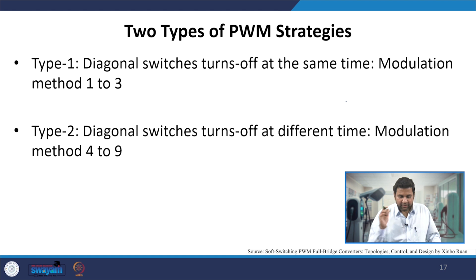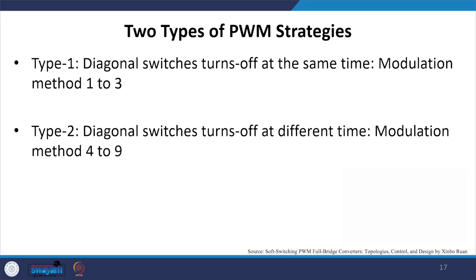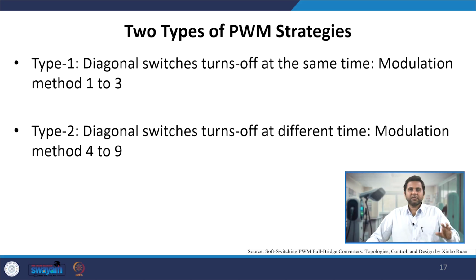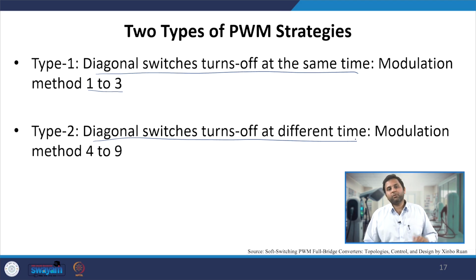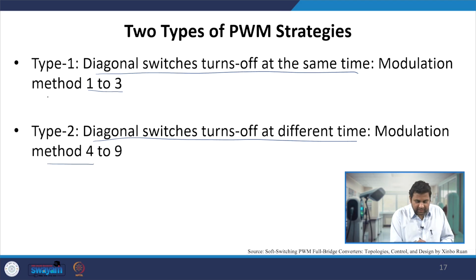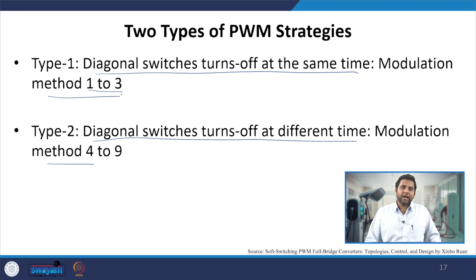So we can say finally that we have in total 9 PWM modulation strategies, and these can be clubbed into 2 types. Type 1, where the diagonal switches turn off at the same time, which we get from method number 1 to 3, and the second type where the diagonal switches turn off at different times, which is modulation method 4 to 9. And these are the 9 different methods which you will get, and you can use them without any variation in the output voltage.